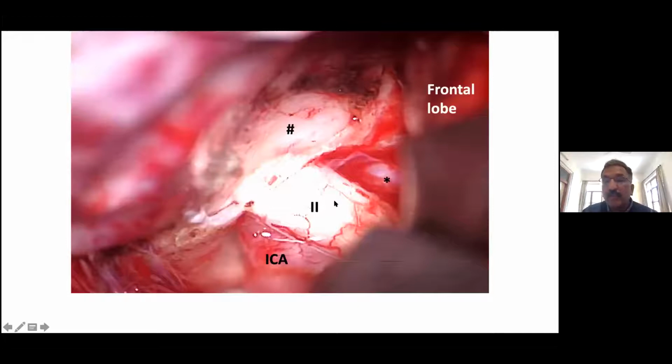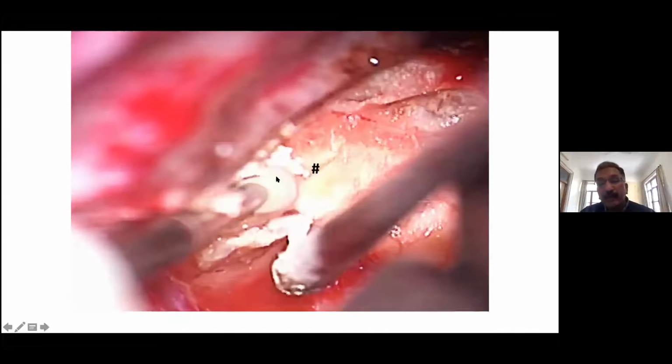And then this was further dissected. You can see the aneurysm, second nerve. You can see the planum sphenoidale, and this is the ICA here. This is the frontal lobe, which you can clearly see. Then we drill the planum sphenoidale to get to the proximal segment.